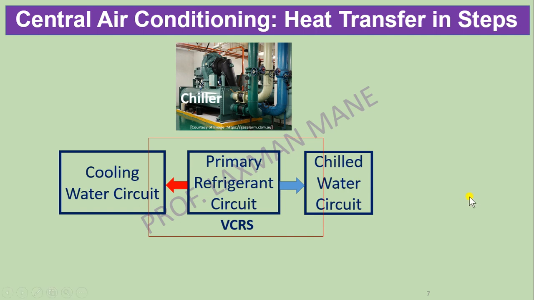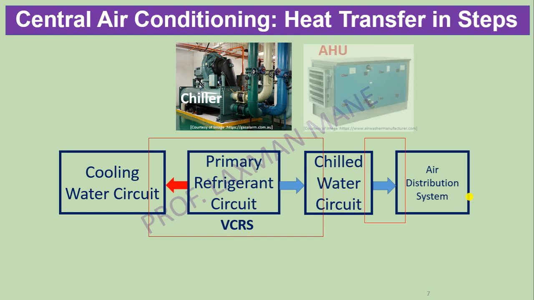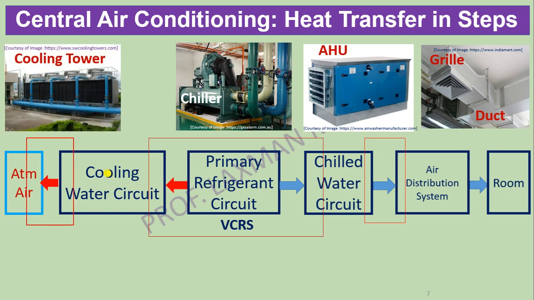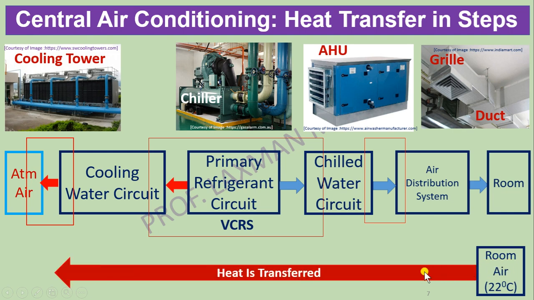Chilled water circuit produces cold air and it is supplied by using a device called air handling unit to the room by using duct, and at the end there is a diffuser. Heat carried from the air is rejected by using a device called cooling tower to the atmospheric air. Thus, heat from the room to be cooled is transferred to the atmospheric air.